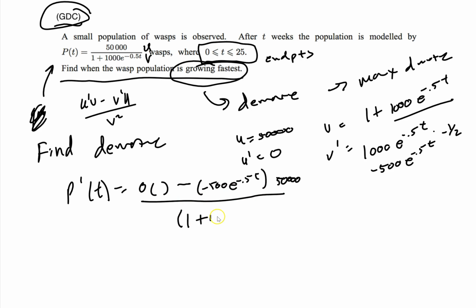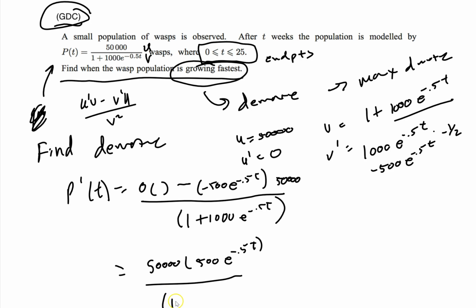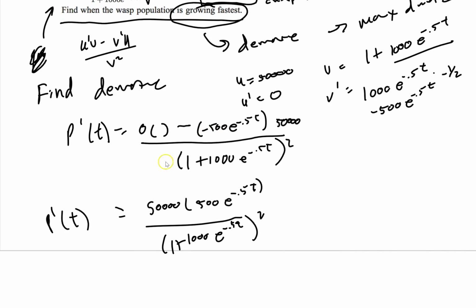And this is where it's disgusting. If I simplify that, I'm going to get positive 50,000 times 500 e to the negative 0.5t all over 1 plus 1,000 e to the negative 0.5t, squared. So that's my derivative. Now again, we're trying to maximize this. This is what we want the max of.